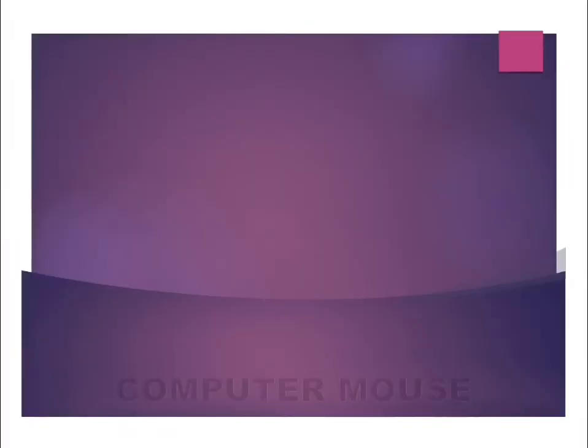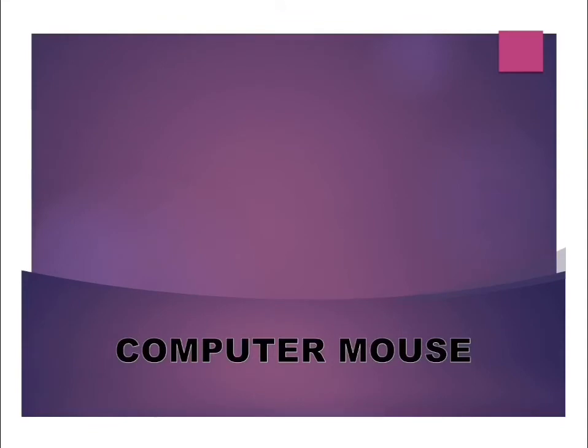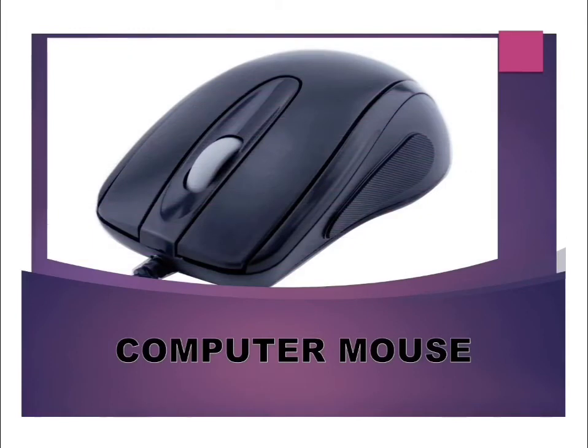Next is another wonderful input device known as the computer mouse. It is also known as the pointing device. Why do we call it a pointing device? Because the mouse pointer helps us to point on the screen and select any item. The cursor that moves on the screen is known as the mouse pointer. This is also an input device because by clicking we give commands to the computer.